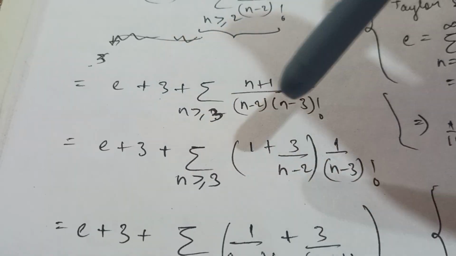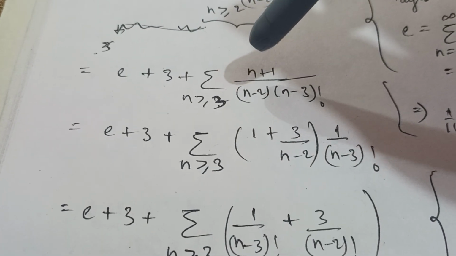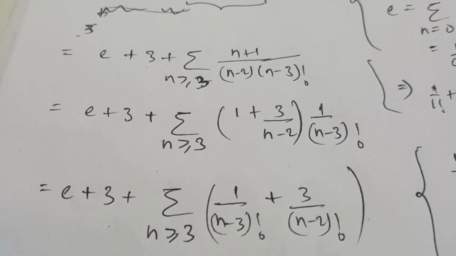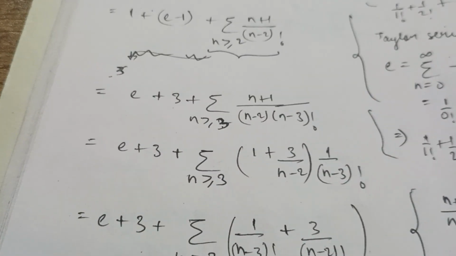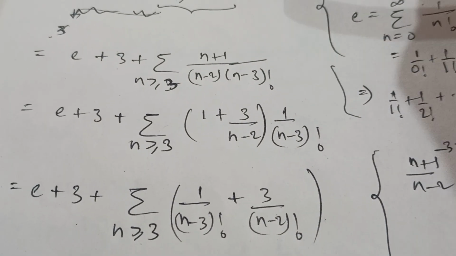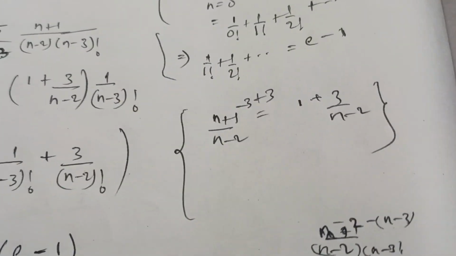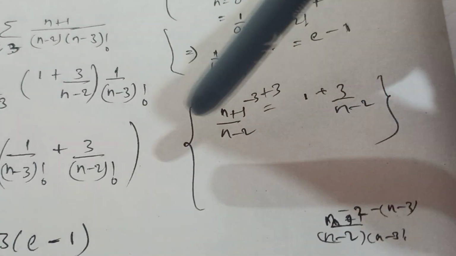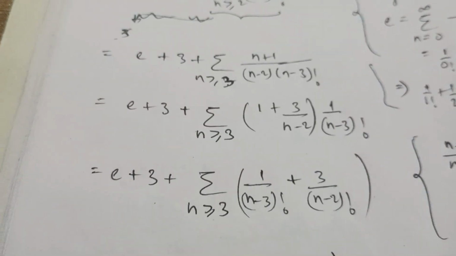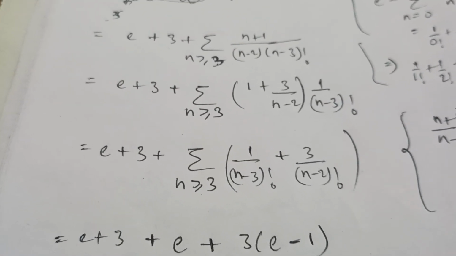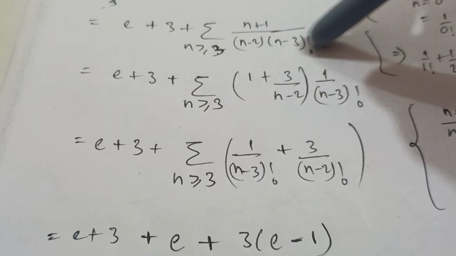So now we have this, and again I will write n plus 1 upon n minus 2 as 1 plus 3 by n minus 2. This is again a standard simplification by just applying plus 3 minus 3, because you can see I have written plus 3 minus 3, and from there we cancel out n minus 2 and 1 plus 3 minus n minus 2. This is the standard trick we use in infinite sums to cancel things out.